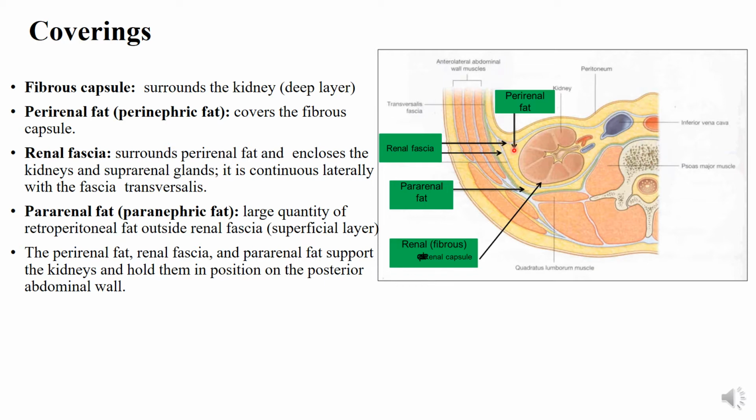Superficial or outer to this layer is the pararenal fat, and this is a retroperitoneal fat located outside the renal fascia, and this part is most obvious posterior to the kidney. So if we start from inside to outside, we have the renal capsule, and then the perirenal fat, then the renal fascia, and then the pararenal fat. All these layers are responsible to support the kidneys and hold them in their position.